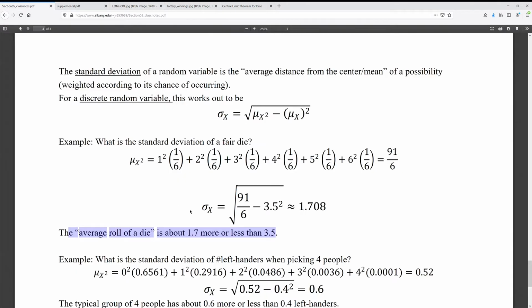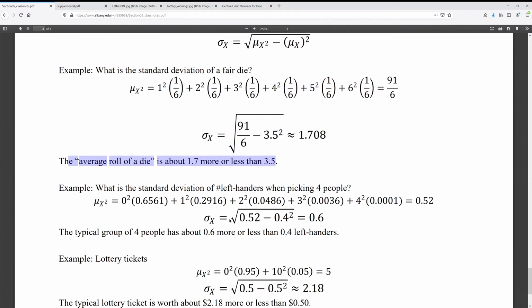So always ask yourself whether an answer is plausible. If it isn't, you probably forgot to take the square root. If you didn't, you made a mistake somewhere else. What is the standard deviation of the number of left-handed people when picking 4 people?